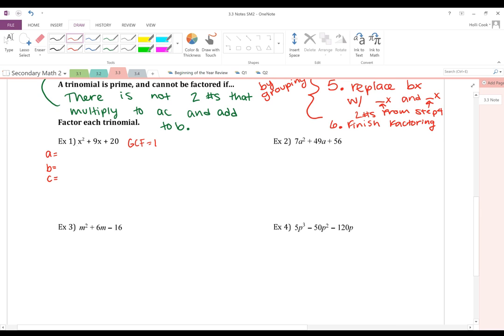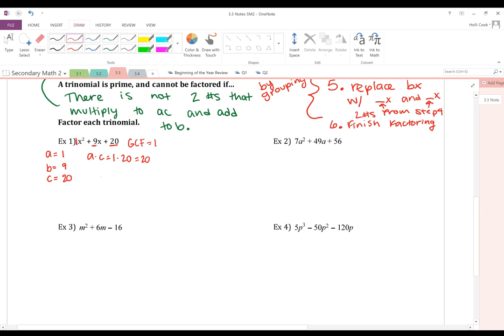So A is, remember, the number in front of x squared. So in this case, it's going to be 1. If there's no number, it's always 1. B is going to be 9. And C is our constant, 20. All right, so let's do our next step, A times C, which is 1 times 20. And 1 times 20 is just 20.